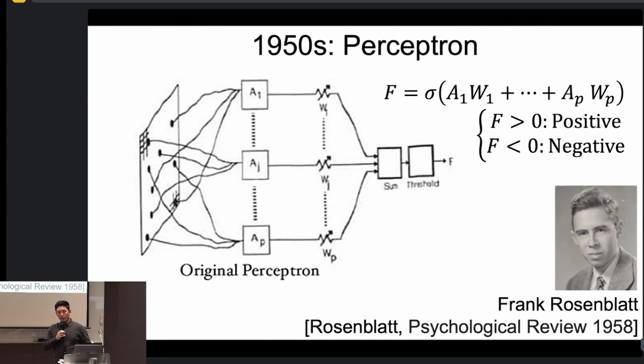If we make a mathematical formulation of this signal path, it will look like this. The stimulus A is combined with the weight, and we can think of this operation as a multiplication: A1 times weight 1, plus A2 times weight 2, plus up to Ap times weight p. Because here is a summation, and because here is a threshold operation, I added this sigmoid function. This is very simple. If the value of f is positive, then it's a positive decision, and if the value of f is negative, then it's a negative decision. So if it's positive, then it's a cat, and negative, then it's a dog, something like that. You understand?